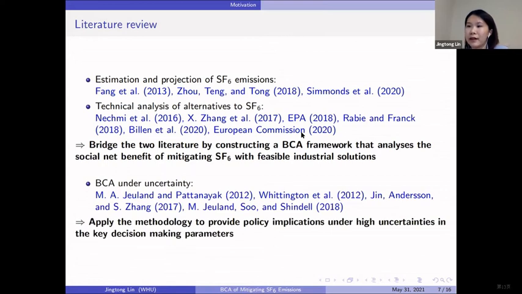And apart from conducting our standard BCA, we also follow several recent studies that use Monte Carlo simulation-based approaches to further inform the distribution of the net benefits. This method is a powerful tool to address the uncertainties in BCA, especially when it comes to studies looking at some future low-carbon products or technical solutions where there is limited market information and lots of unknowns.